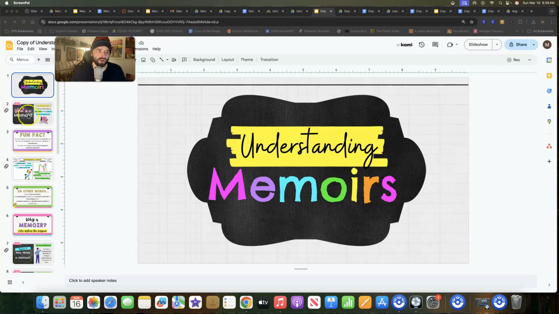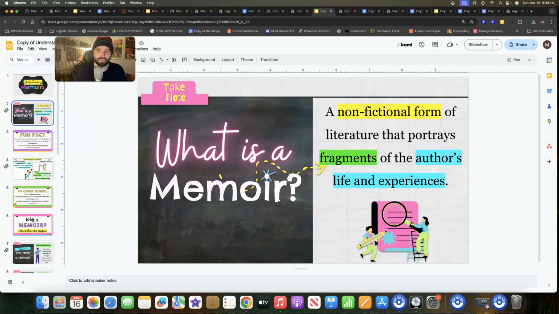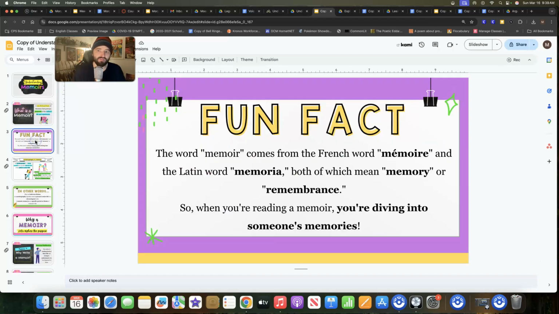So first off, a memoir, again, is a non-fictional form of literature that portrays fragments of the author's life and experiences. A fun fact about this is the word memoir comes from the French word, I'm not going to butcher that, or this Latin word, both of which mean memory or remembrance. So when you're reading a memoir, you're diving into someone's memories.